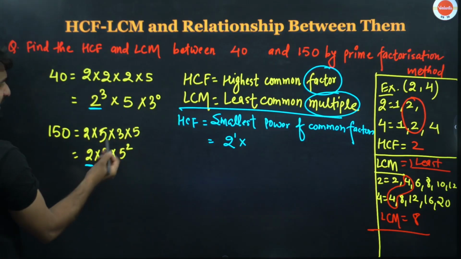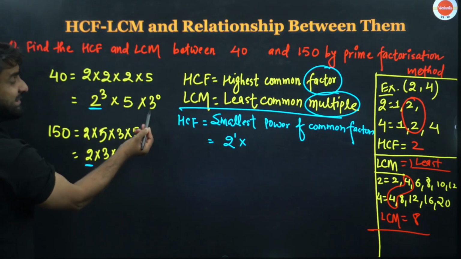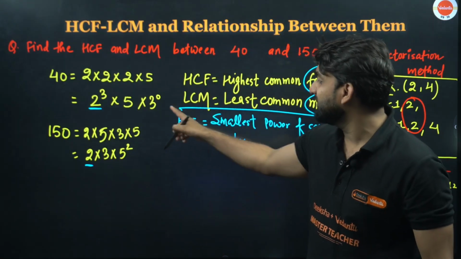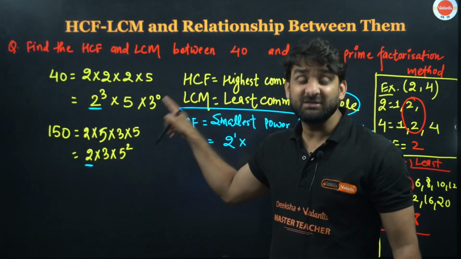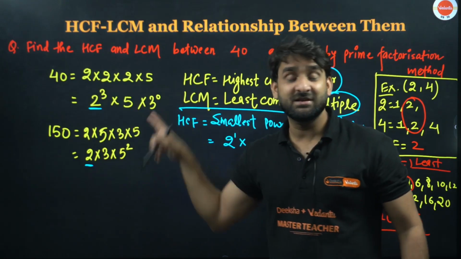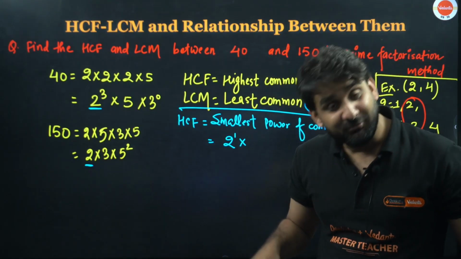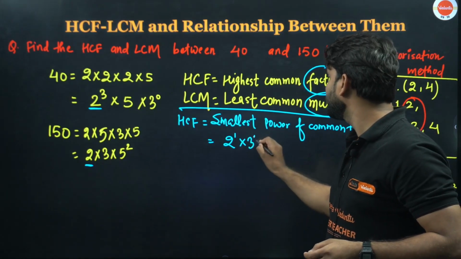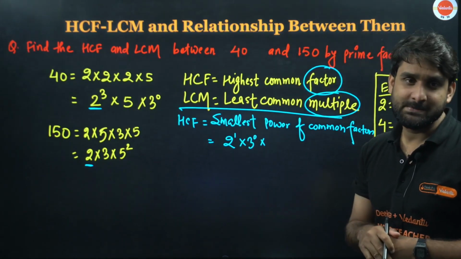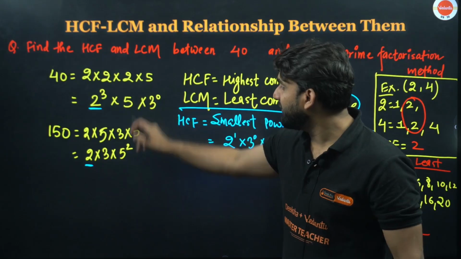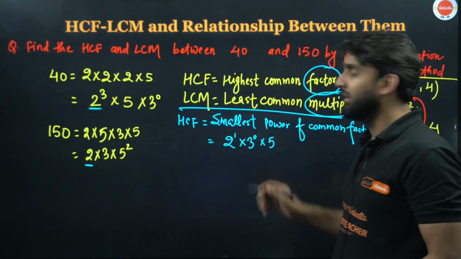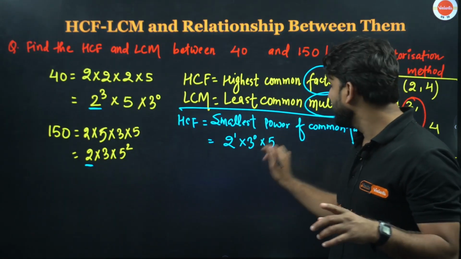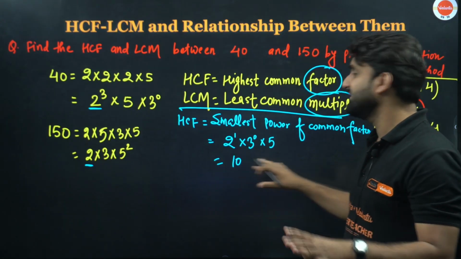Now select 3. Here 3 is 3 to power 1 and 3 to power 0. That's why I suggested you to write the missing one. If 3 is present here, 3 is not present here. Please make sure to write 3 to power 0 so that you can comfortably take the common smallest. So 3 to power 0, 3 to power 1, which will be considered 3 to power 0. Now 5 to power 1, 5 to power 2, which will be considered 5 to power 1 because we are calculating HCF. So 2 to power 1 is 2 and 2 into 5 is 10. So the HCF is 10.